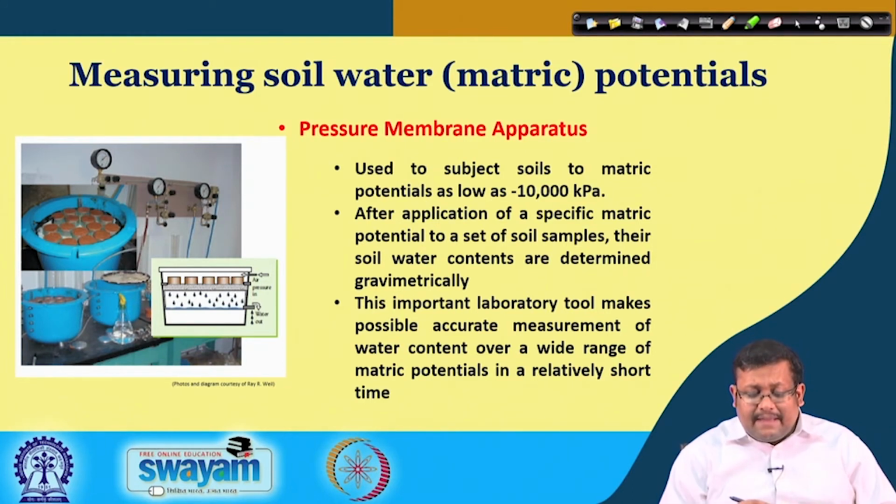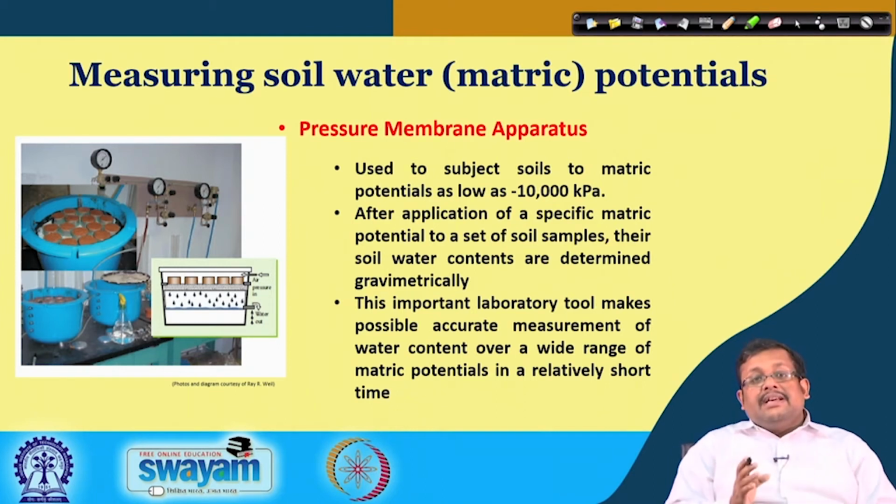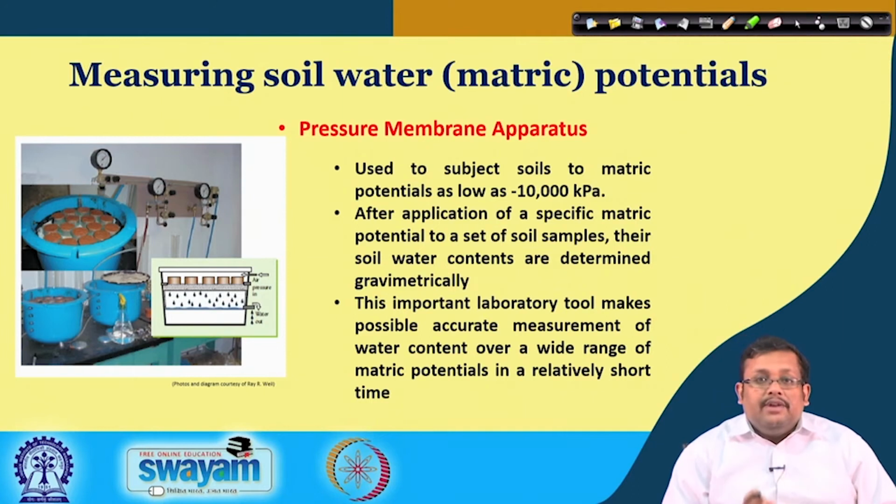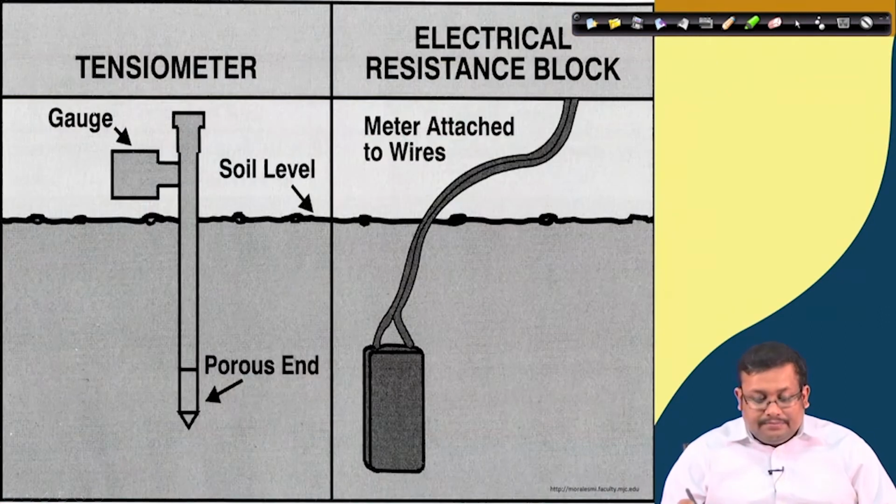With this apparatus, after application of a specific matric potential to a set of soil samples, their soil water content is determined gravimetrically. This is a very important laboratory tool, and it makes possible accurate measurement of water content over a wide range of matric potential in a relatively short time. So, this is in a nutshell.